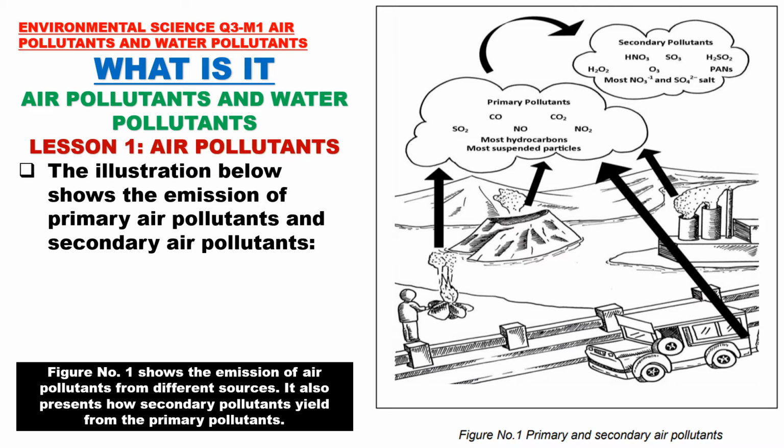So the illustration below shows the emission of primary air pollutants and secondary air pollutants. As I have said in the earlier slide, your primary pollutants may come from vehicles, from burning of solid waste, from factories, and from volcanic activities. So when all of these primary pollutants are introduced into the air, they might undergo a chemical reaction and your secondary pollutants are produced.